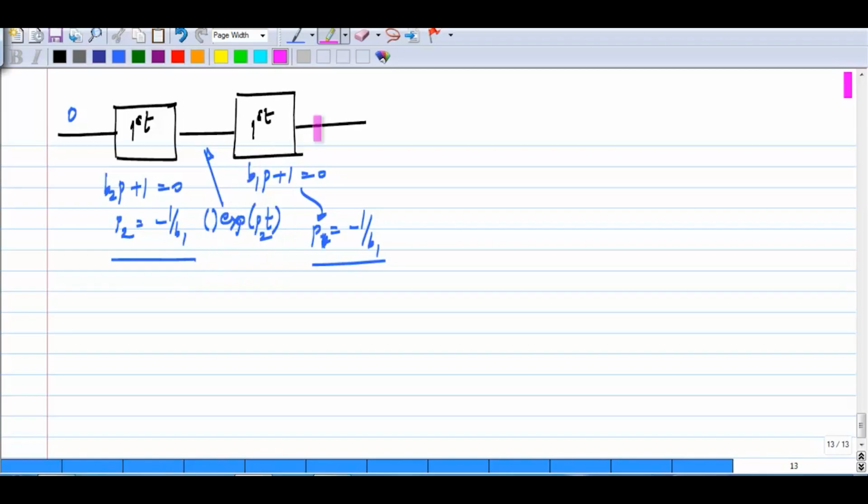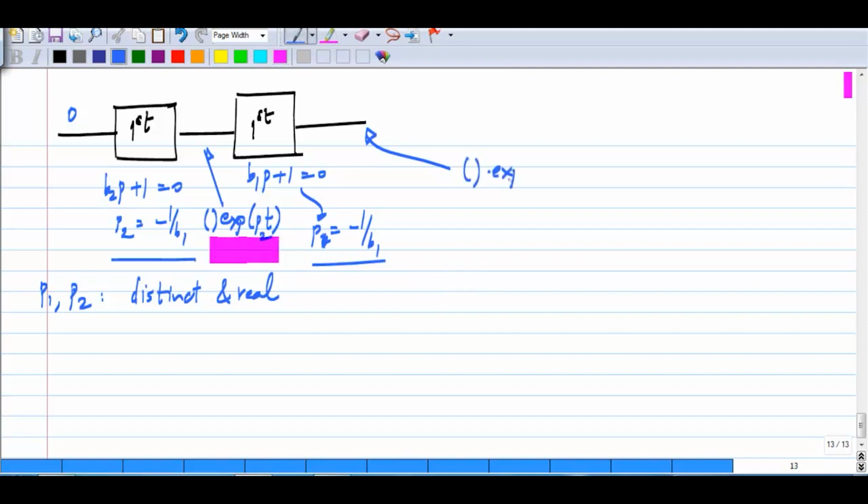Okay, now let's assume first that p1 and p2 are distinct and real. If they are distinct, they will be necessarily real. Then this will consist of, first of all, the input exponential scaled by some value. So it will have something times exponential p2t plus its own natural response, which is something times exponential p1t. So the natural response of the first stage is the driving input to the second stage, and that also appears as it is.